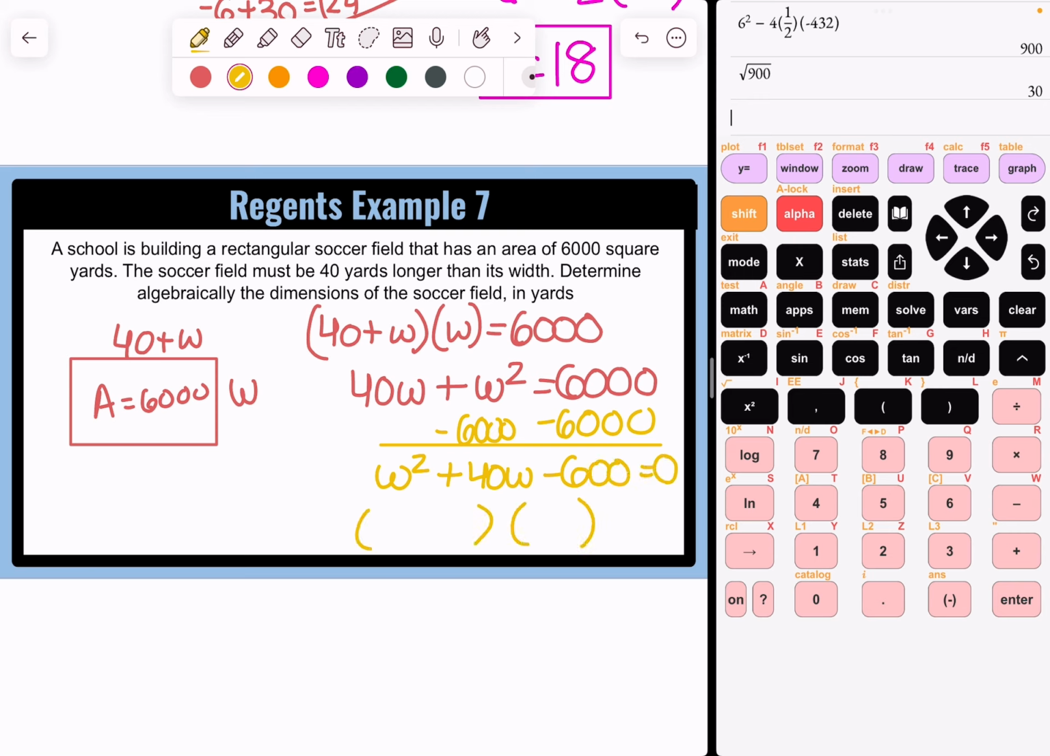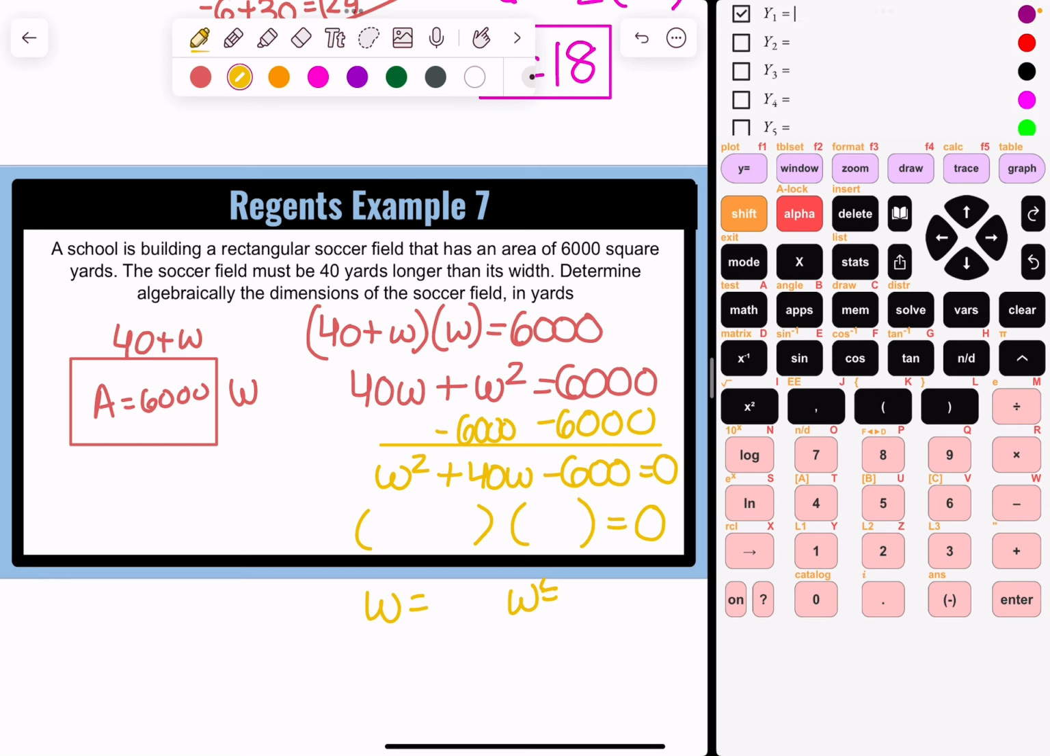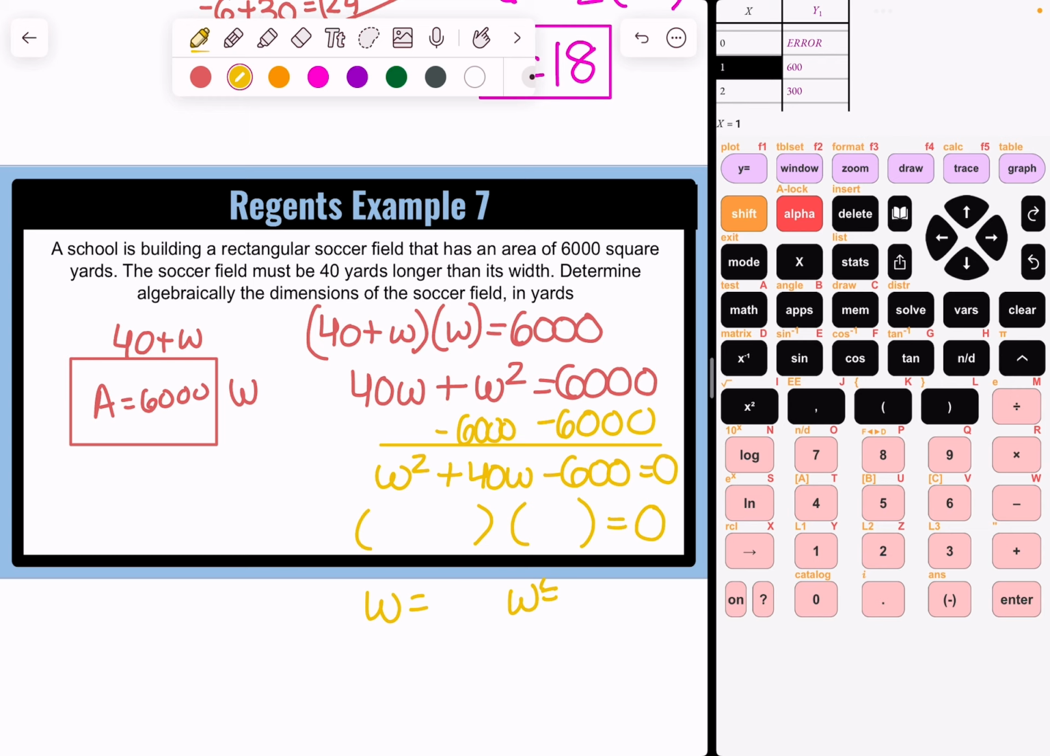Because there's no number in front of the W squared, I could go ahead and use the add multiply trick. So I'm trying to find what multiplies to 6,000, which is why I'm using this trick. And then I need one of those numbers to add or subtract to 40. 10 and 60, no. 12 and 50. 15 and 40. What would be my numbers?